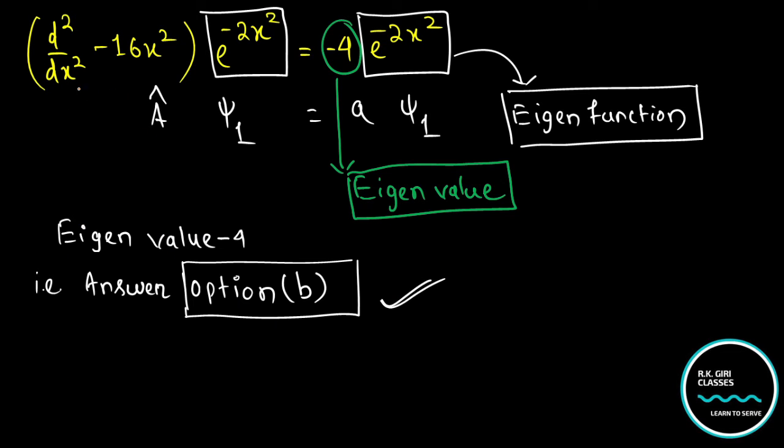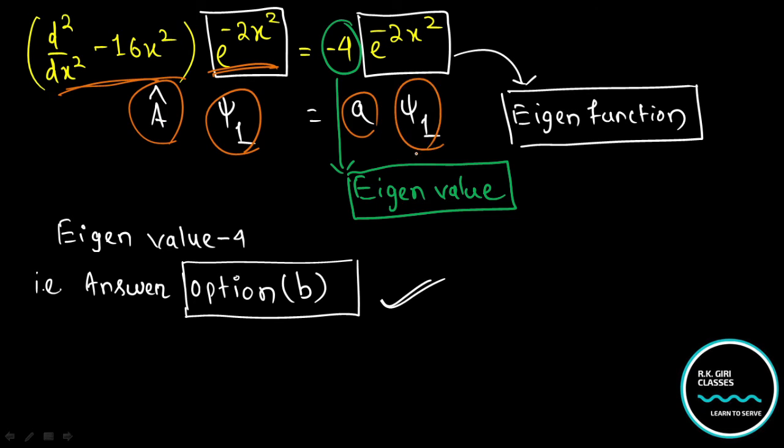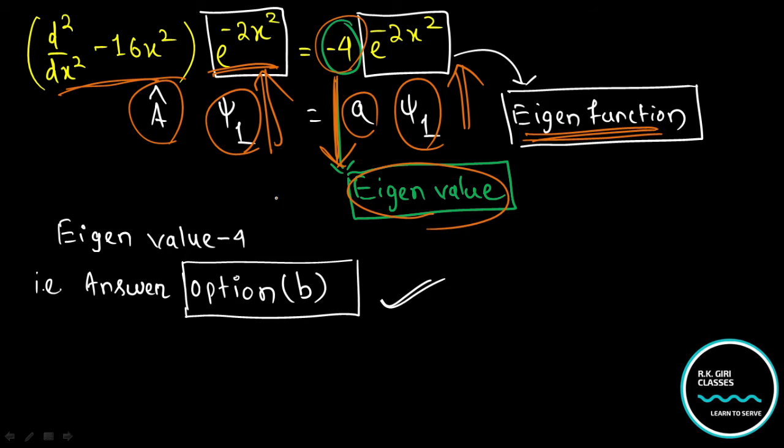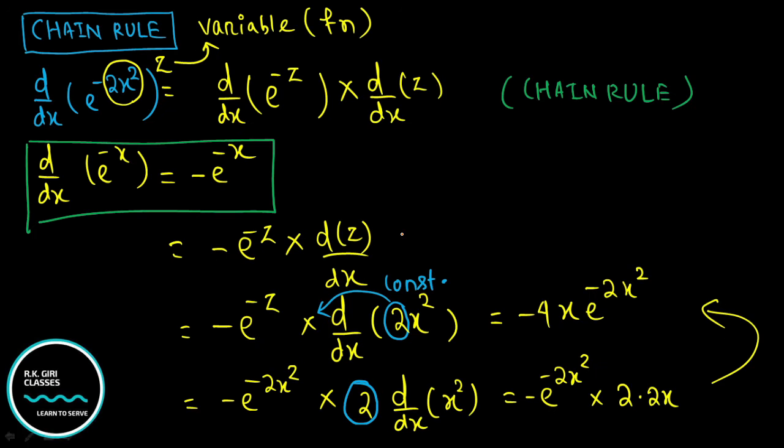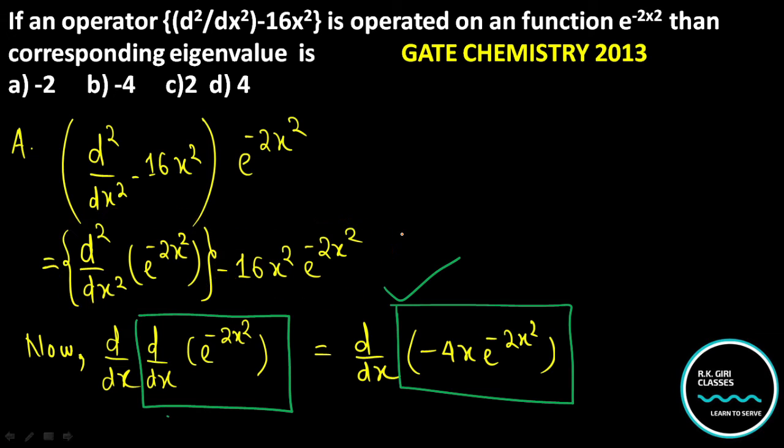That means, suppose this is your operator A and this is your whole function psi 1. What was your result? That is A psi 1. That is same, that is common eigenfunction, which is represented as eigenfunction. And what is that constant? The corresponding constant is known as the eigenvalue, and the whole equation is known as the eigenvalue equation. Already we discussed in the previous lecture. So the eigenvalue was minus 4. What was the answer? Option B. The answer was option B.